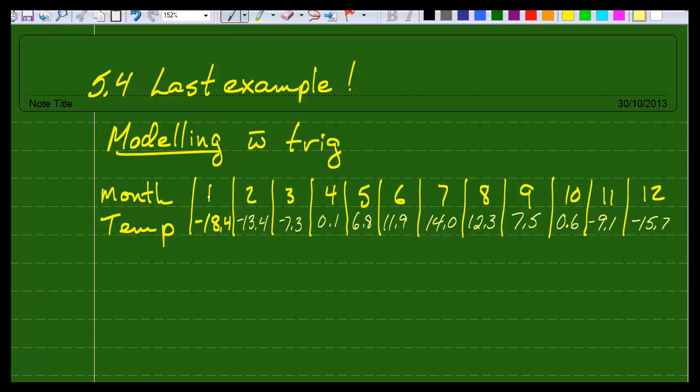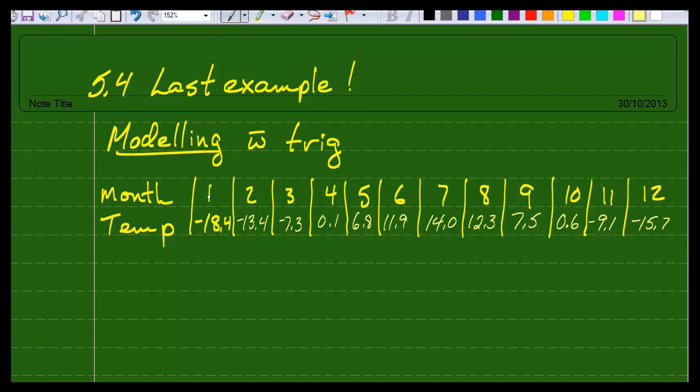So one last example for section 5.4. I told you at the beginning of the chapter that we could use trigonometry to model real-world situations. We talked about periodicity and how some things change over a period of time and keep repeating and repeating and repeating. So one of those situations is the average monthly temperature throughout the year.